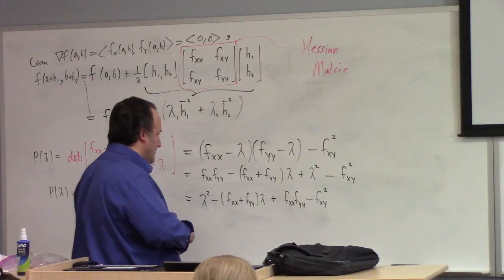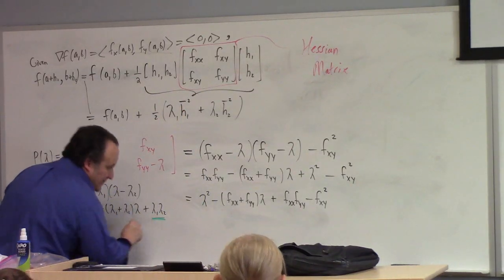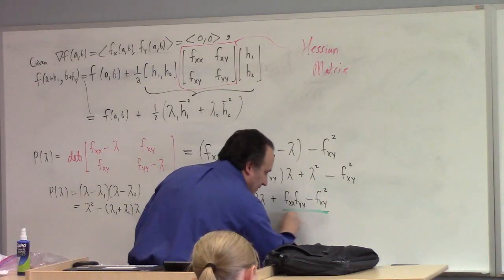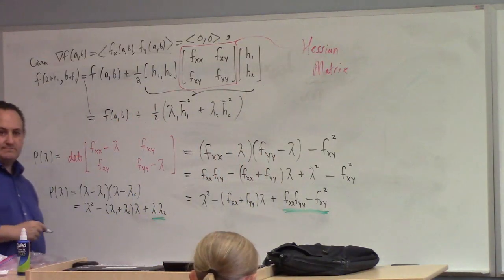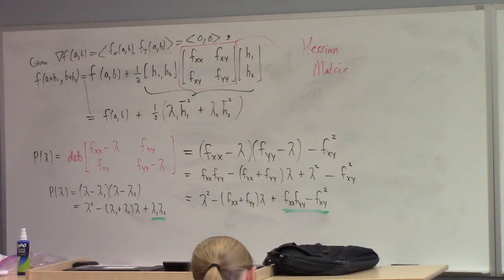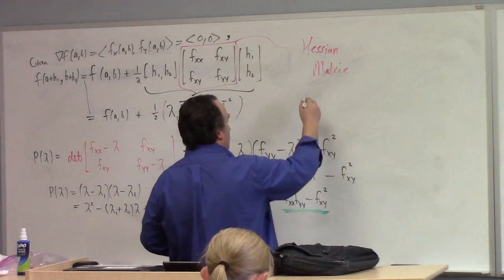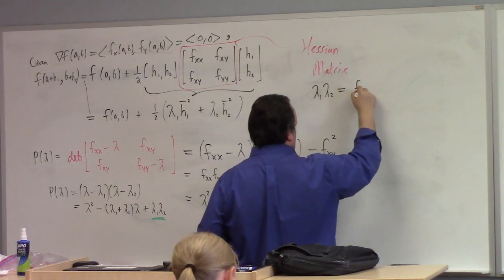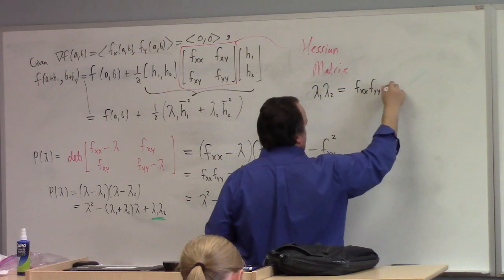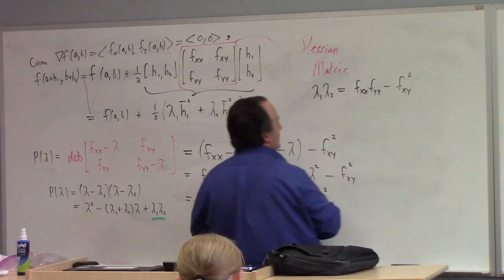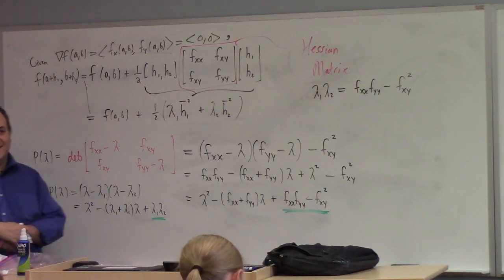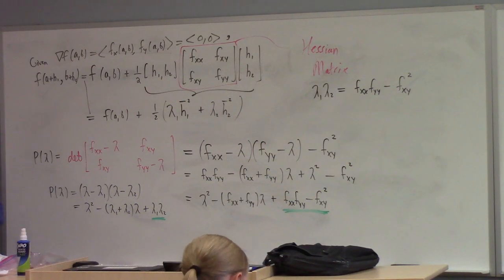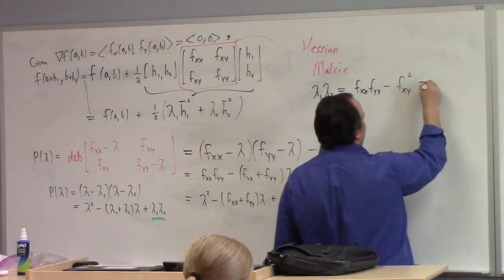Thank you. This right here is the constant term. It's also the determinant of the Hessian. So what we have is that lambda 1 times lambda 2 is equal to fxx fyy minus fxy squared. What do we call this? We call this big D.